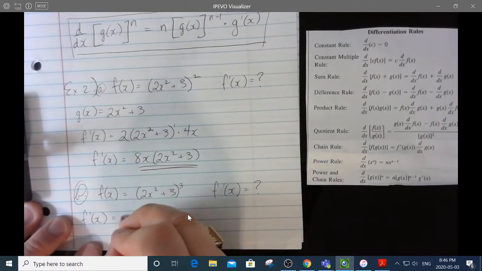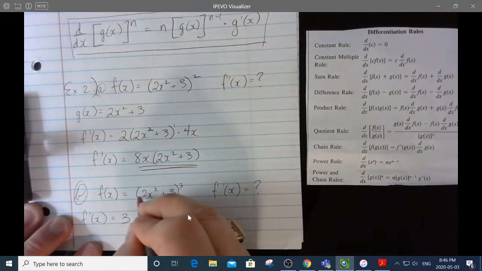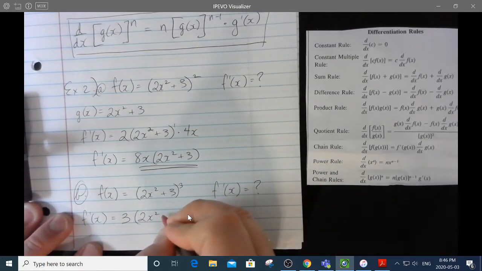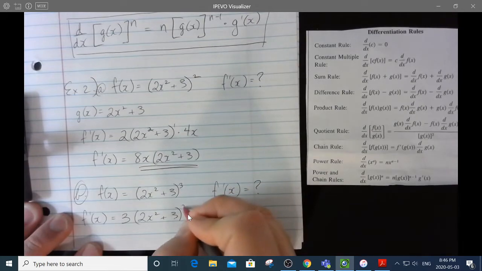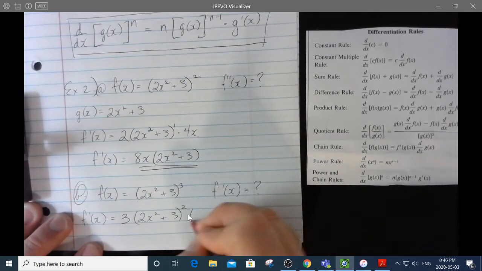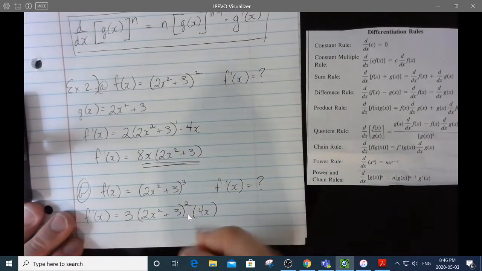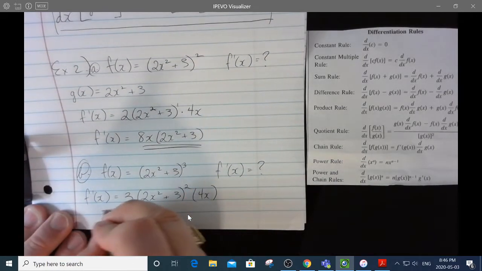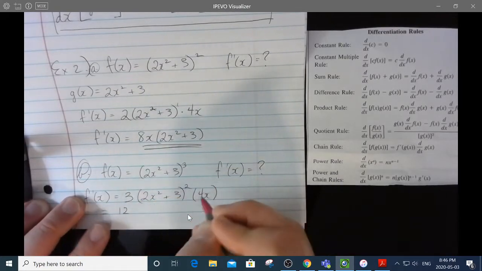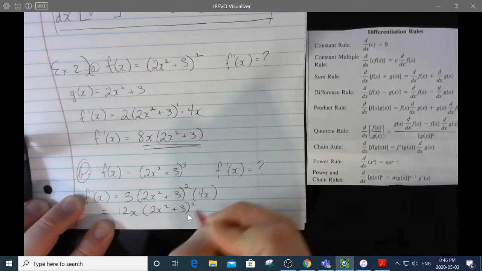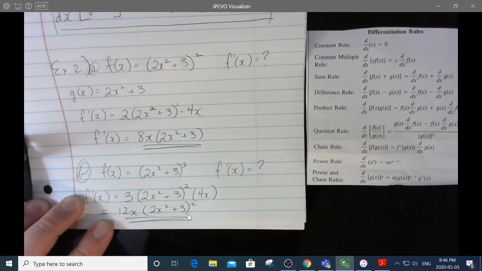The 3 becomes a coefficient there. Then I take the inside bracket and just take it to one less power than it had before. Then I times by the derivative of what's in the bracket. And you'll notice that's what we got when we did this example the first time. So I'll just put the two coefficients together here. All right, so there's the question that we started with.